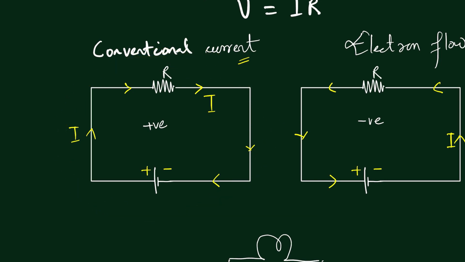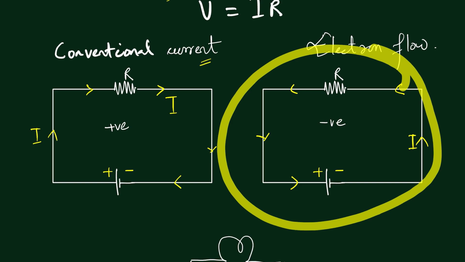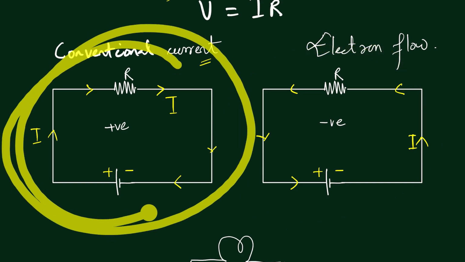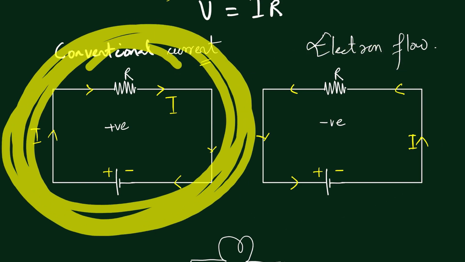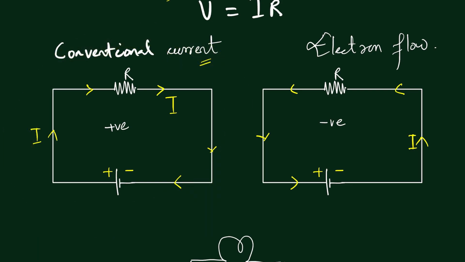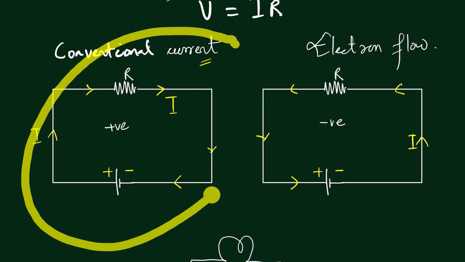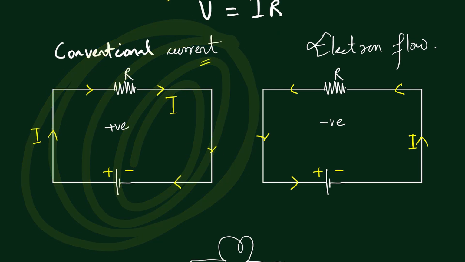But in reality, it doesn't matter. Scientists passed this over, saying current flows from positive to negative, and it doesn't cause any problem. So let's adopt this as a convention, as a rule. We will follow this conventional current direction.